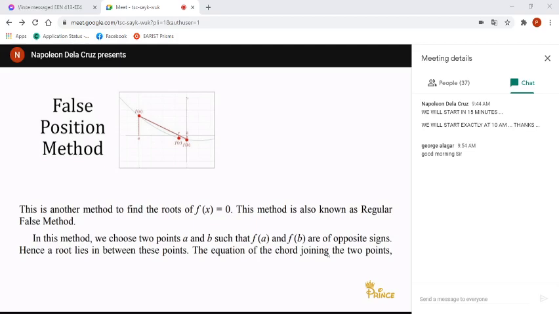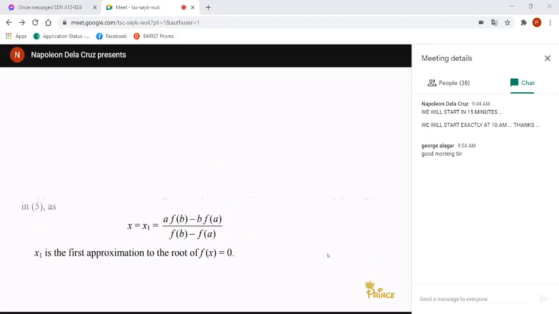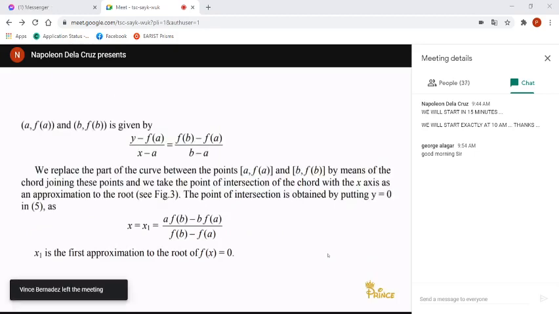In this method, we will assume two points, A and B, then solve for f(A) and f(B). Meaning to say, we will substitute the x with A and substitute the x with B, then solve for the function of A and the function of B. Take note that these functions should be in opposite signs. One is negative, the other one is positive. Doon lang tayo iikot. Tapos yung iba, conditions na lang.